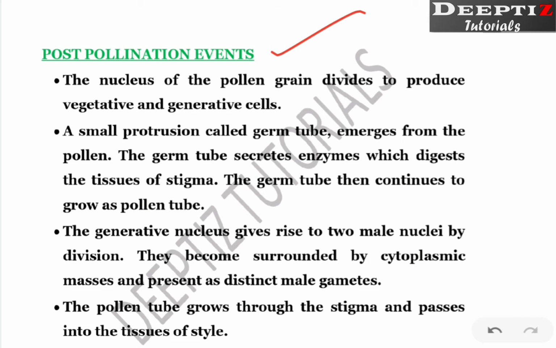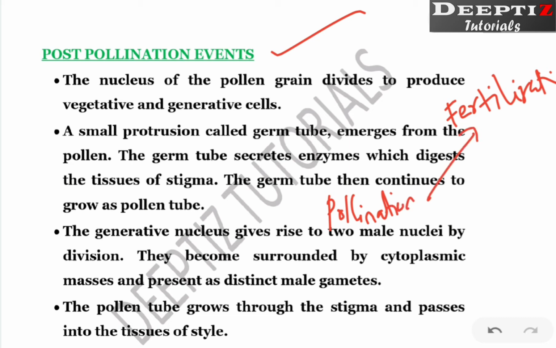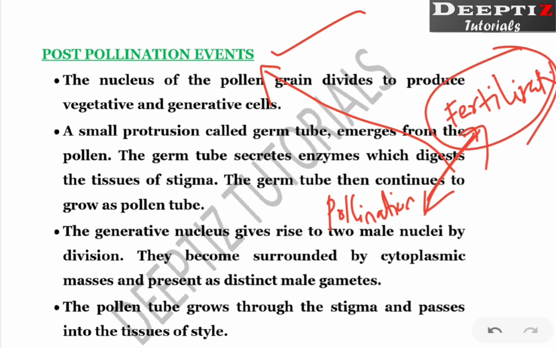Now you remember one thing, we have not yet reached fertilization. The post-pollination event is between pollination and fertilization. Between pollination and fertilization there is a time period. What happens then? We call it post-pollination events. This can include whatever happens after pollination. Later on there is a stage where fertilization takes place. So let's see the points.